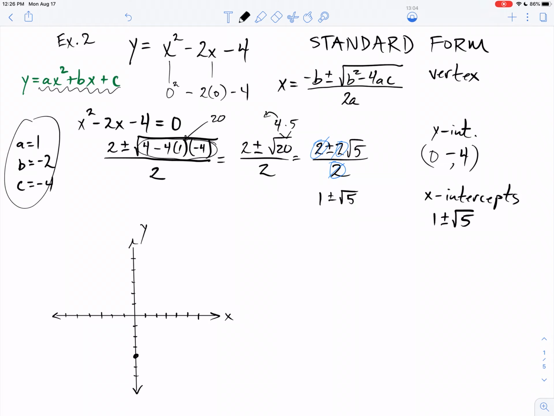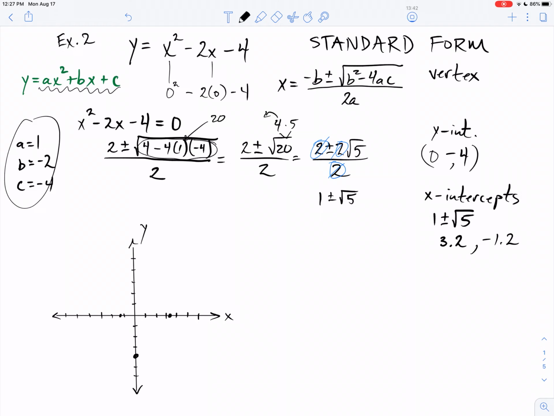Once again, 1 plus the square root of 5 gives me 3.236. So I'm just going to call it 3.2-ish. So 3.2, I could put that on my graph. That's about where 3.2 lives. And then, what's 1 minus rad 5? 1 minus rad 5 is negative 1.2-ish. So I go over here and I go negative 1.2-ish.